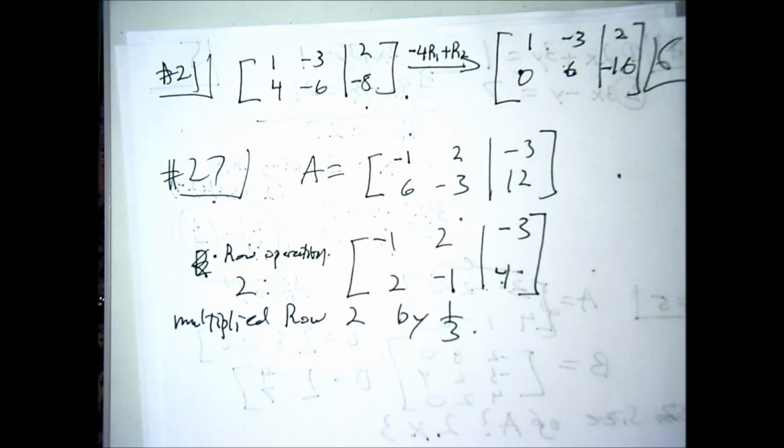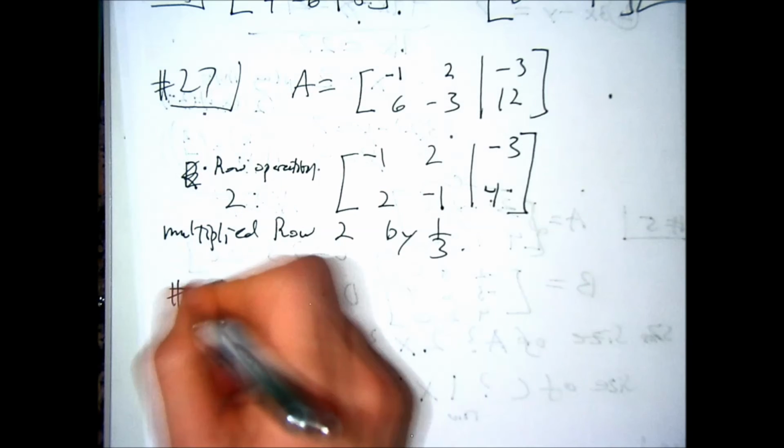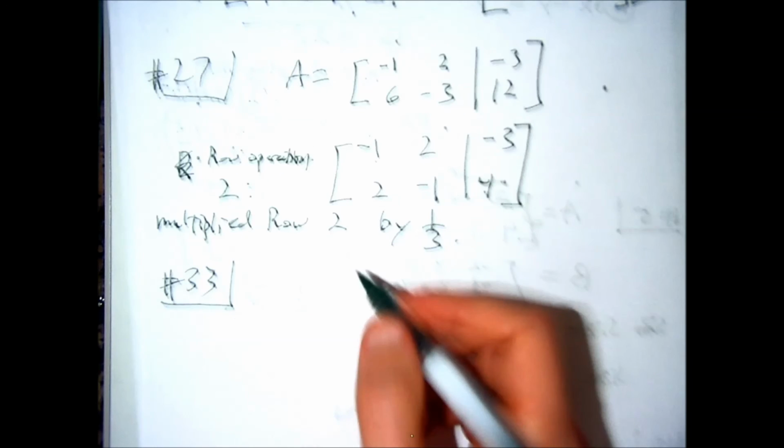So, yeah, that's what we did for that. And then number 33 through 50 is really the important stuff. And that's the examples I did. So I'll do number 33, I guess. I'll do one more.